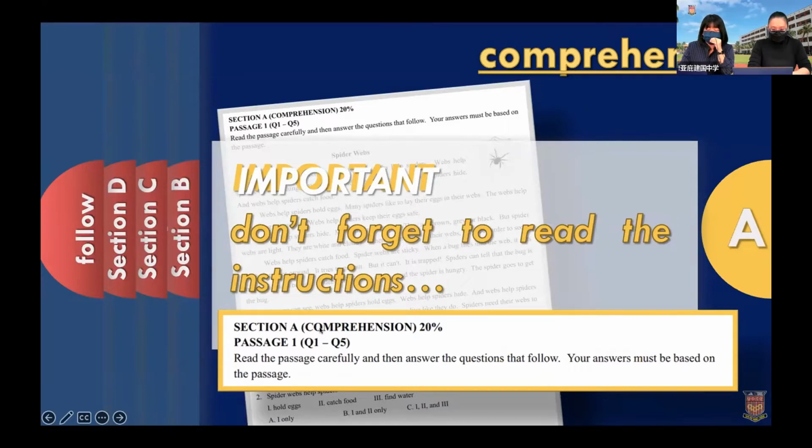First, we have to understand the percentage of the marks. 20 marks. So we have 10 questions and 20 marks. We have 2 passages. This is passage 1, in which you have to answer 5 questions based on the passage. Now we read the instruction together. Read the passage carefully and then answer the questions that follow. Your answers must be based on the passage. So it's not up to our own understanding, but our understanding must be 100% based on the passage.